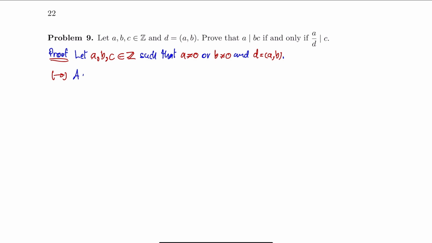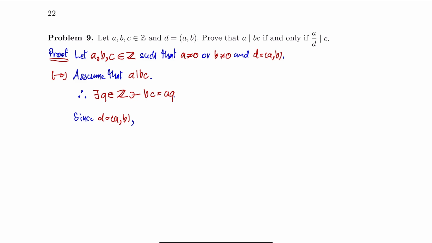So we assume that a divides bc. So by divisibility, what do we have? We will have an integer q such that bc equals a times q. And take a look at this d. What is it? Since d is the greatest common divisor of a and b, what do we have right here?